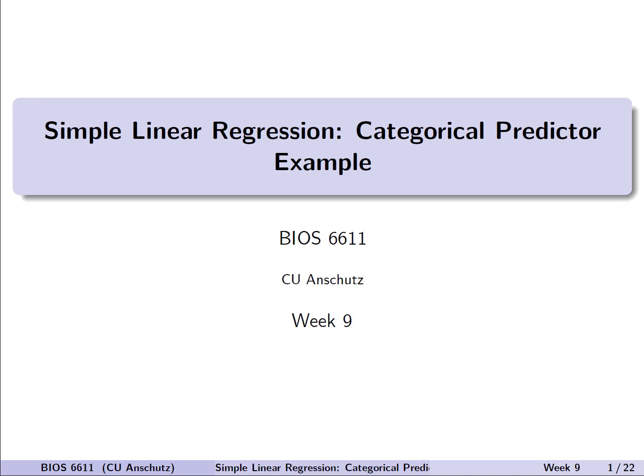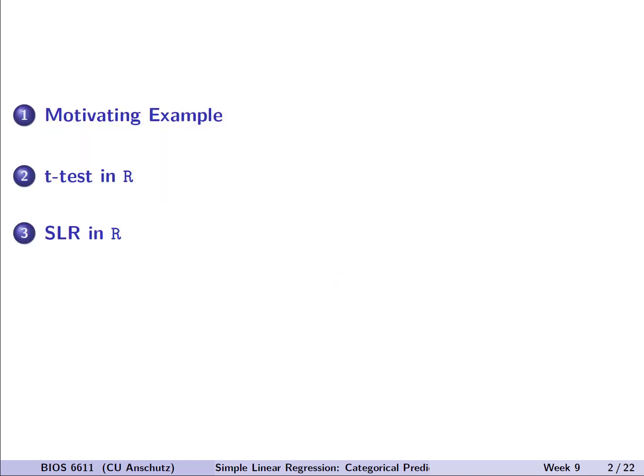Good morning, afternoon, or evening, Bio 6611, depending on the time of day you're watching this lecture. In this one, we're going to continue looking at simple linear regression, but this time with a categorical predictor as our example. We'll first again reintroduce our motivating example, briefly note how we might have approached the problem previously with a t-test, then see how we can use simple linear regression in R again to evaluate our assumptions and also to interpret the results.